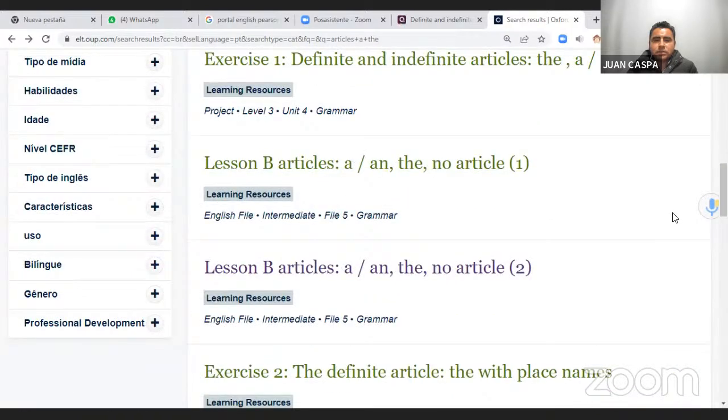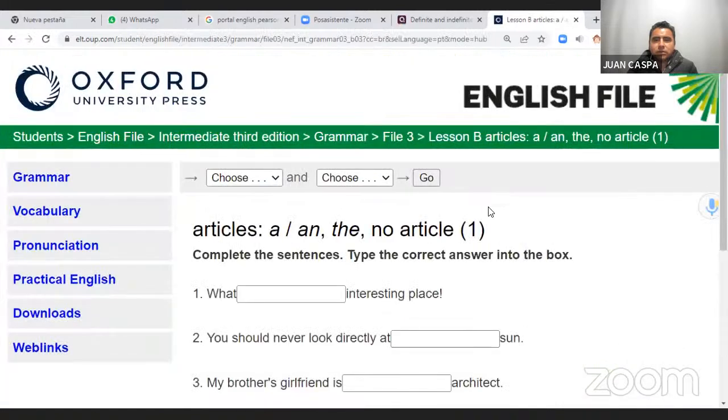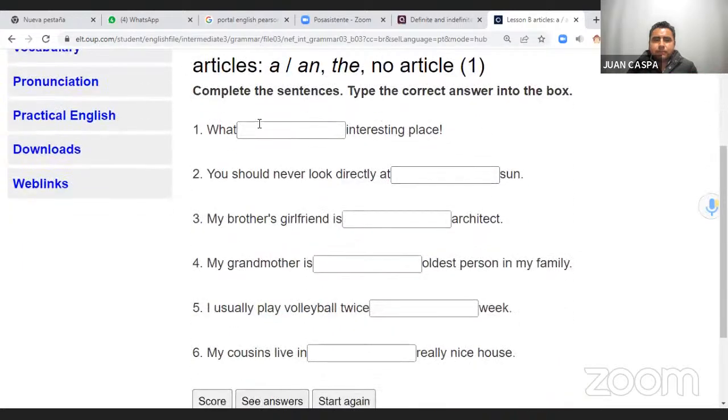Okay, I think it's fine. Yes, this is. Come on. Okay, we have to complete the sentences with a, an, the, or no article. What do you think?